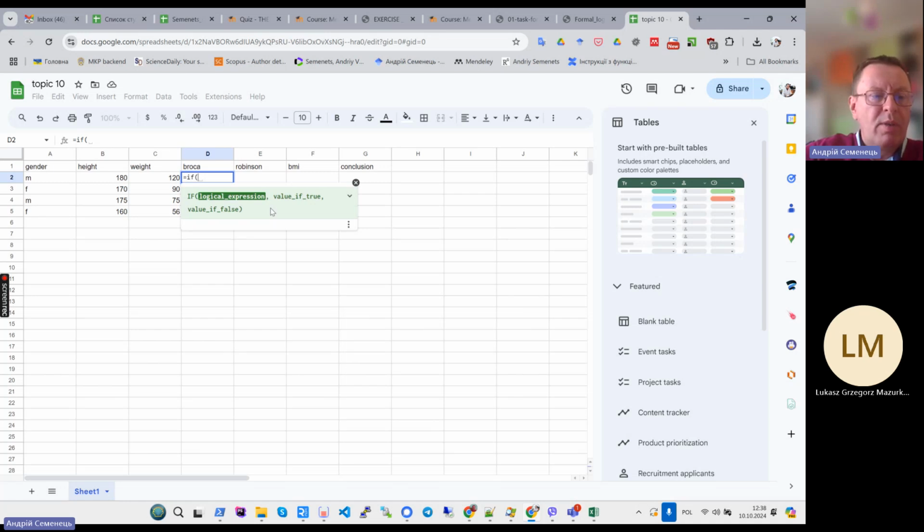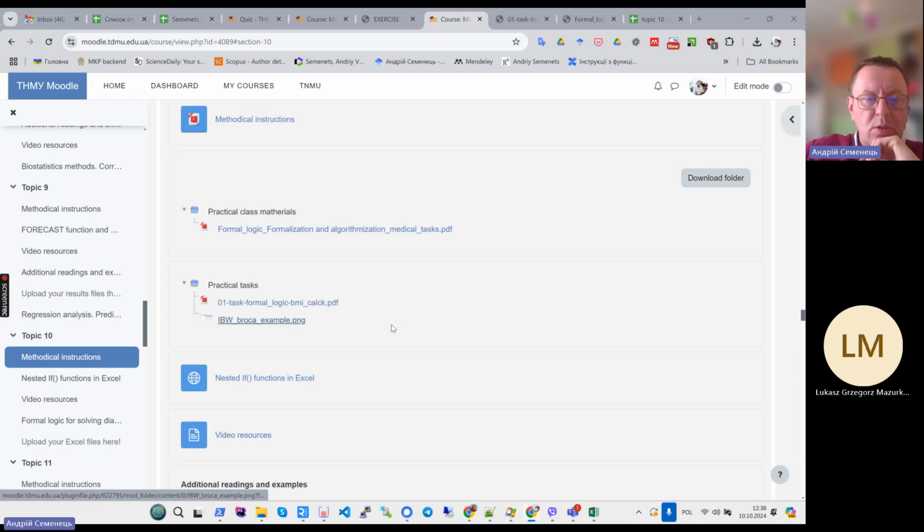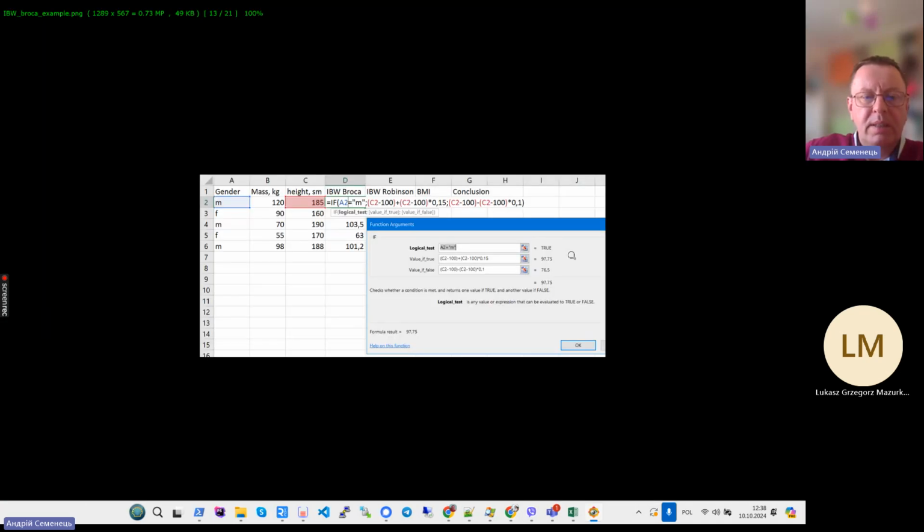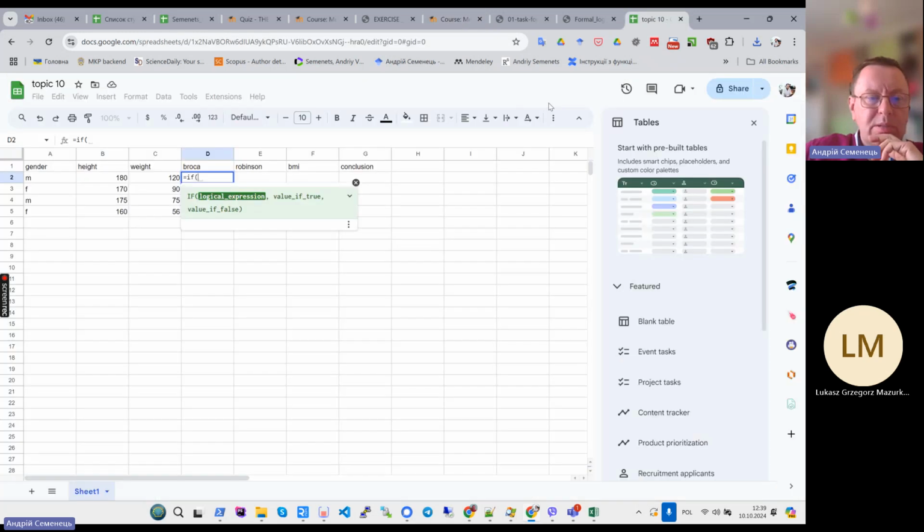What is the question? I want to check gender, whether it is male or female, and then implement one of two formulas immediately. Actually, you are given a solution here, so you can take a look at how it could be done, for example, in Excel, and of course, I will do the same thing right now in Google Spreadsheet. So I have to check if this cell equals M.